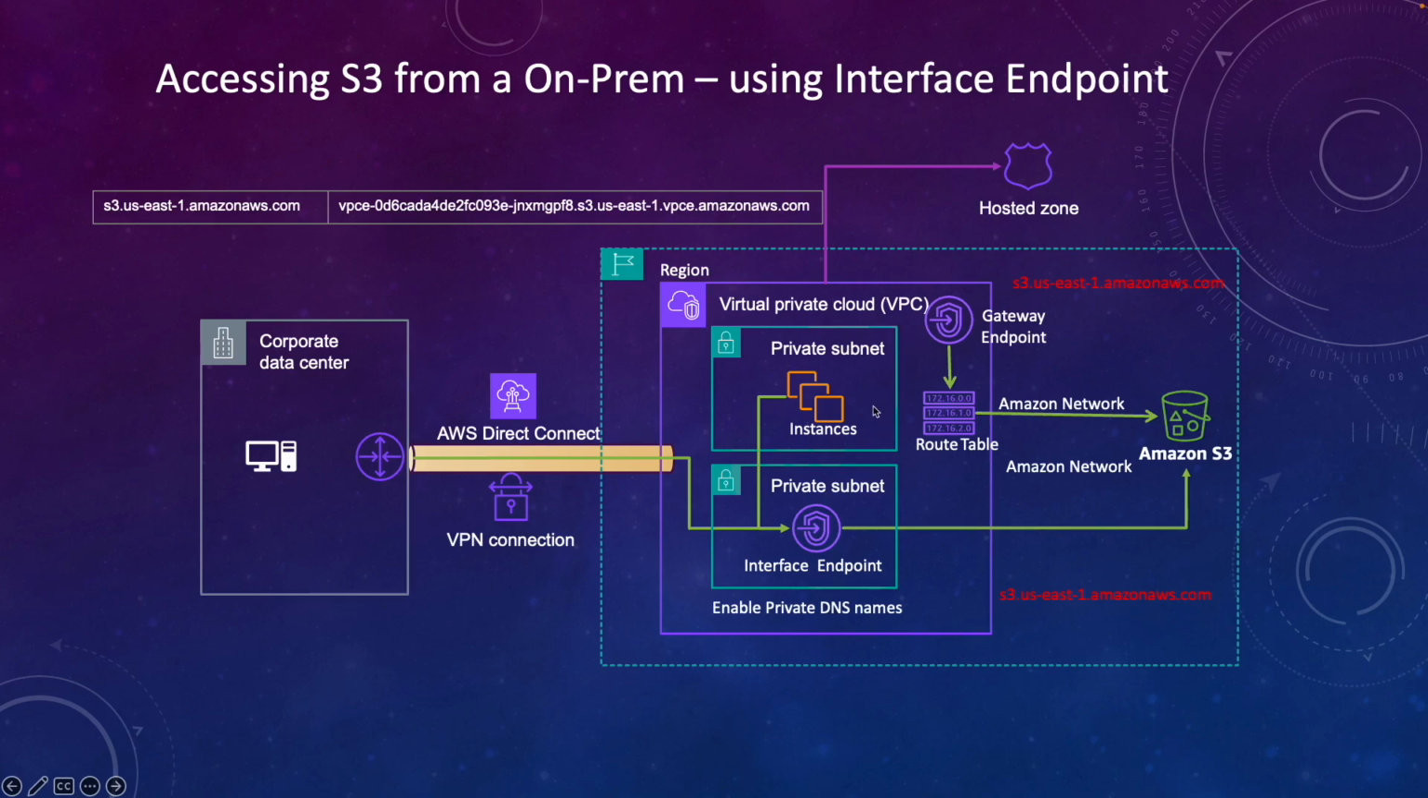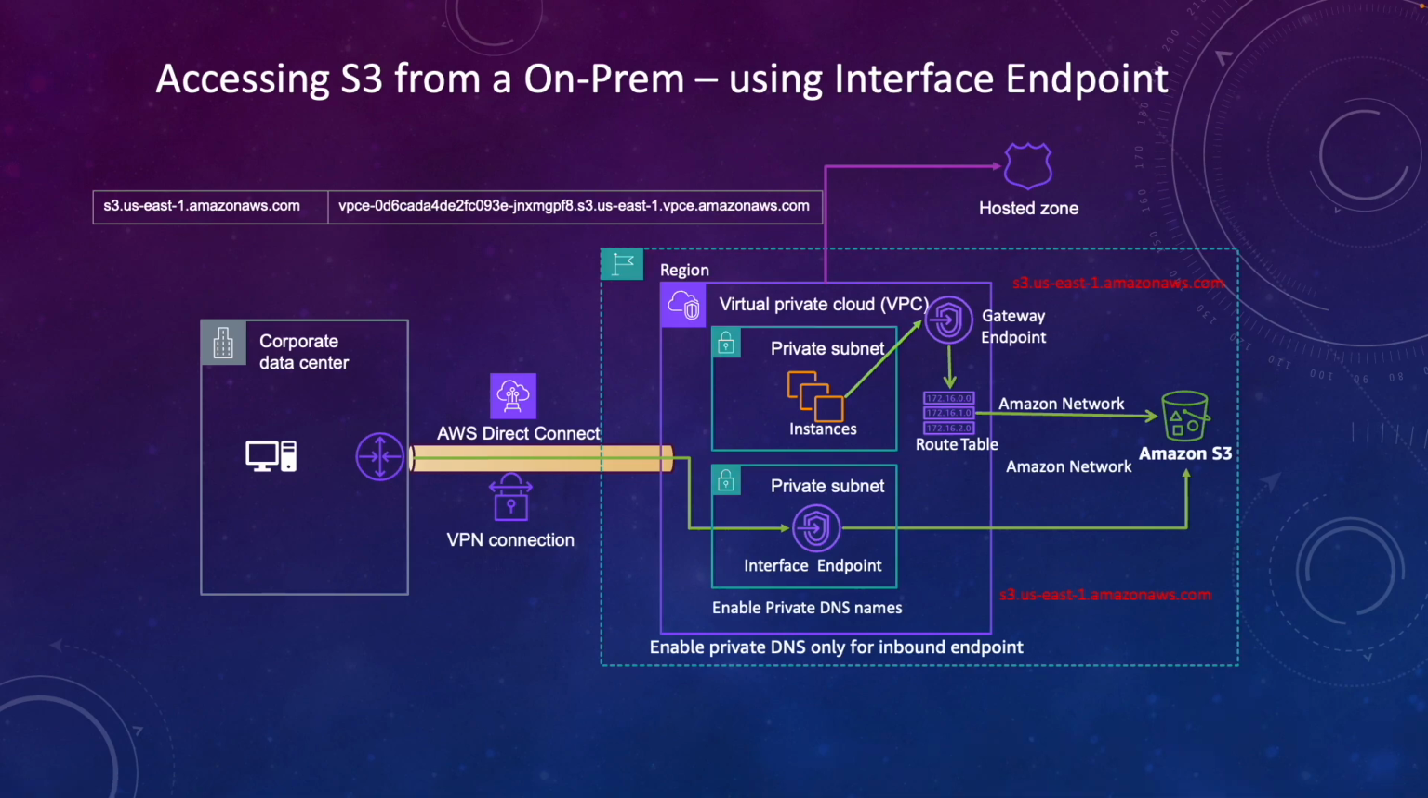AWS has launched another feature, where on top of enabling the private DNS name, you can enable private DNS only for the inbound endpoint. So you can make this private hosted zone apply only to resources or servers which are coming from outside of the VPC. Any request within the VPC will still go via the gateway endpoint, but any request coming from outside the VPC will go through your interface endpoint. So that's the first step.